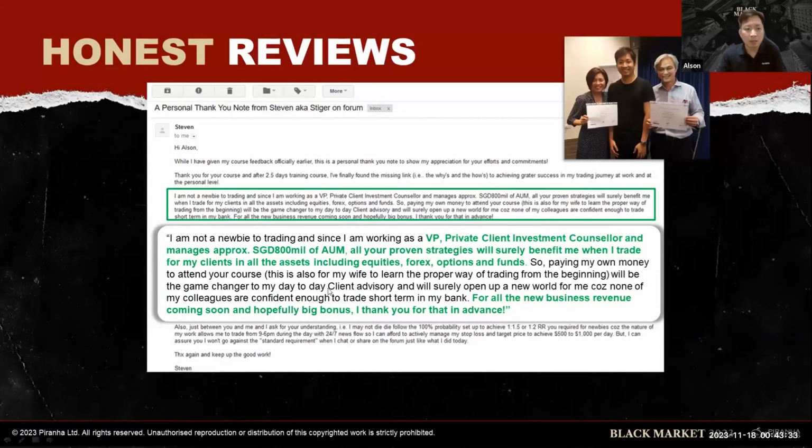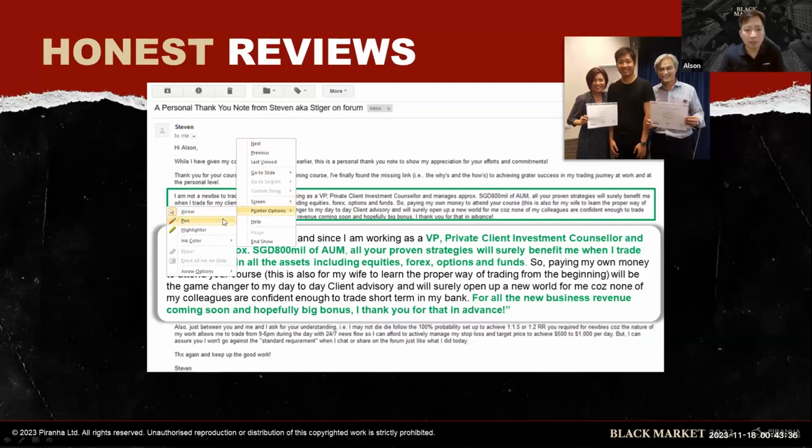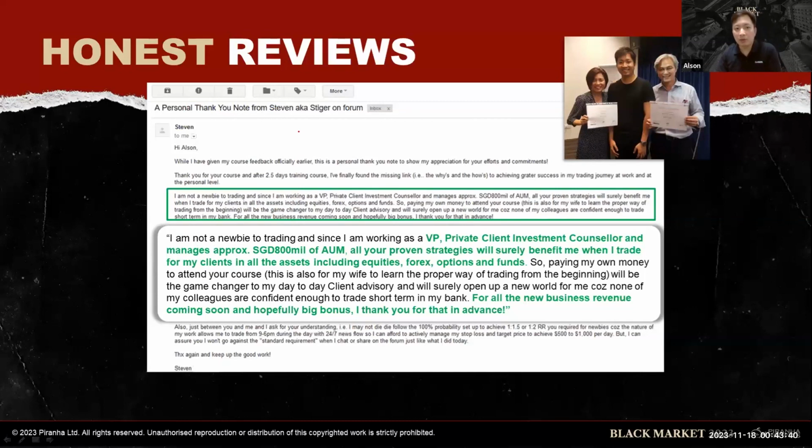Okay, and I'm going to share with you guys this thank you note from one of my students, Steven. He sent me this very long thank you note. He had actually given course feedback earlier on, but he still wanted to send me a personal thank you note to show his appreciation for my efforts and commitment, which I'm very grateful for.